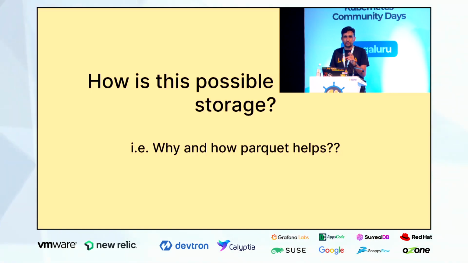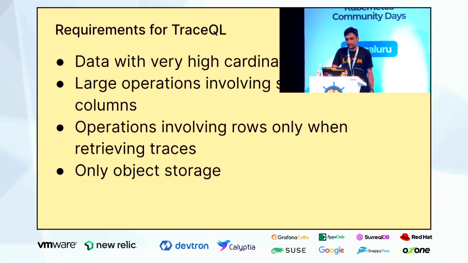Okay, so now I said we'll come back to object store, right? How is this possible with object store? One thing that I haven't mentioned was that with Tempo 2.0, we moved our backend format to use Parquet. Parquet is an open hybrid storage format. So we will try to answer that question here, right?